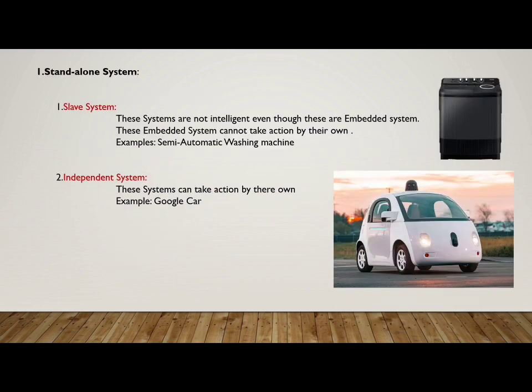First of all, what is meant by standalone system? Standalone consists of two types: slave systems and independent systems. Slave systems. These systems are not intelligent, even though they are embedded systems. These embedded systems cannot take action on their own. Example, semi-automatic washing machine. Independent system. These systems can take action on their own. Example, Google car or Tesla and so on.